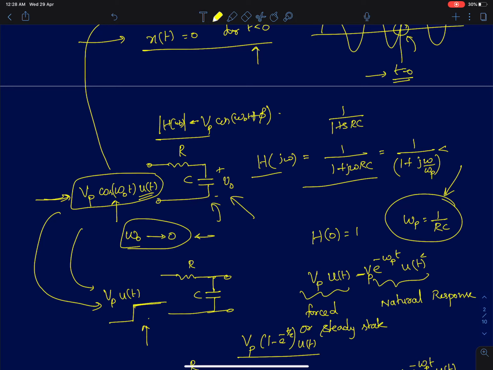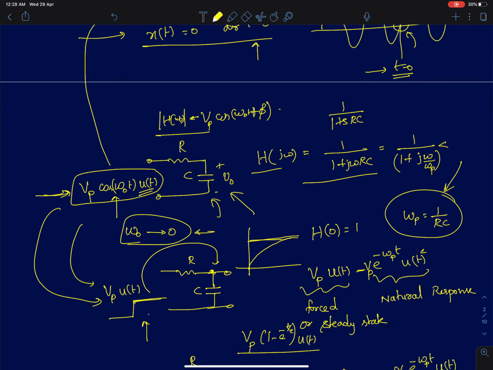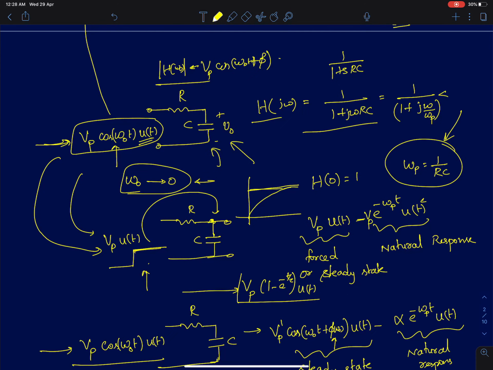Now we know if I feed a step input to an RC circuit, eventually the capacitor will behave like an open circuit, and this entire voltage will appear at the output. So we know that it's going to be a first order response, and asymptotically the output is going to reach the input. So the output is going to be of this form, Vp into 1 minus e power minus t by tau into u of t. Okay, so it's going to exponentially rise, but eventually it will reach, and never exceed, the input.